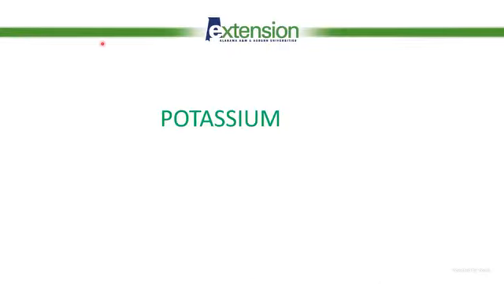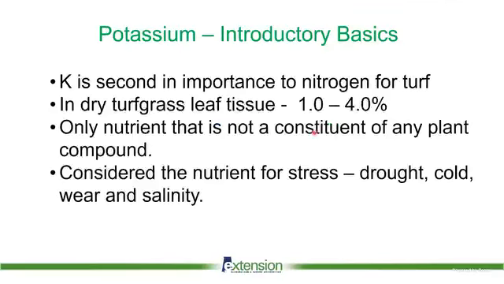Okay, like I said, in potassium, in turf, potassium is the element that we're going to need in the second highest quantity besides nitrogen. Typical K levels in turfgrass tissue are maybe 1 to 4% in dry weight. Now, K is interesting because it's not really a constituent of any of the molecules that are really important for plant growth.